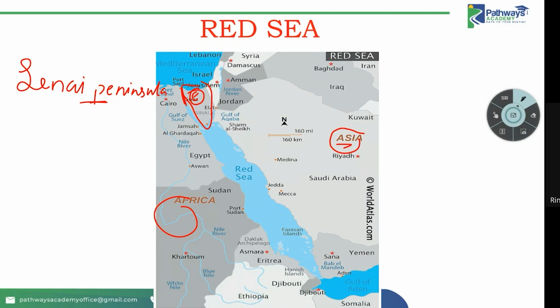Sinai Peninsula is situated between which nations? Egypt and Israel. Situated between Egypt and Israel.